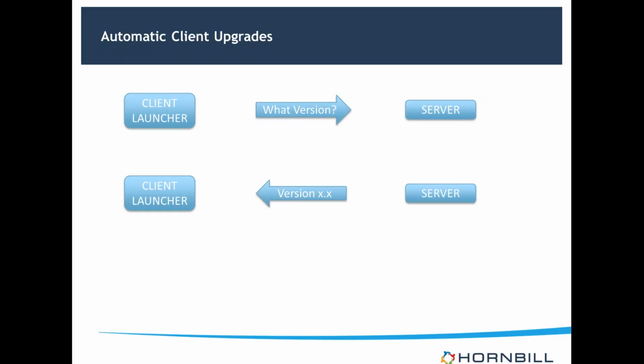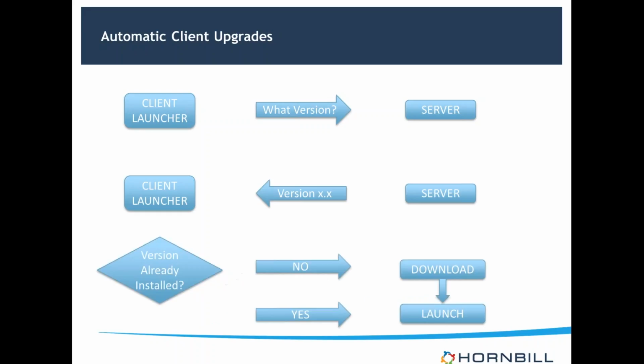At that particular point, the client launcher has a decision to make. Has it got that version already installed? If it does not, it will download. If it does have it installed, it will then simply launch. So what this is tantamount to from the analyst perspective is that they click their usual shortcut to launch Supportworks as in the client. That will then do all of this checking, and behind the scenes the relevant version will come down from the server, and that version will then be launched.